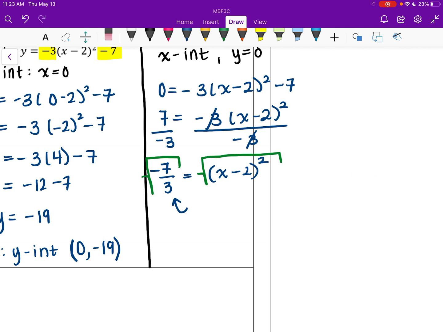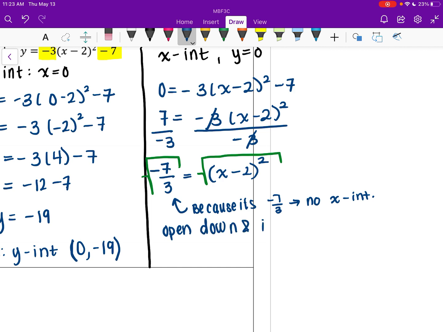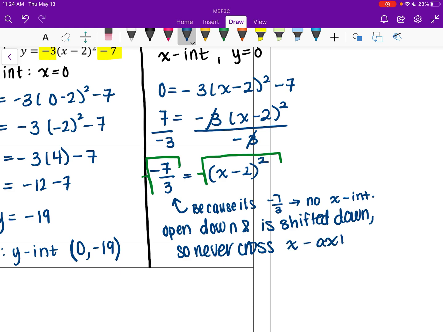So because this is a negative, negative 7 over 3, there are no roots or no x-intercepts. And this makes sense because it opens down and is shifted down, so it never crosses the x-axis. Okay? And that's how you would solve that.